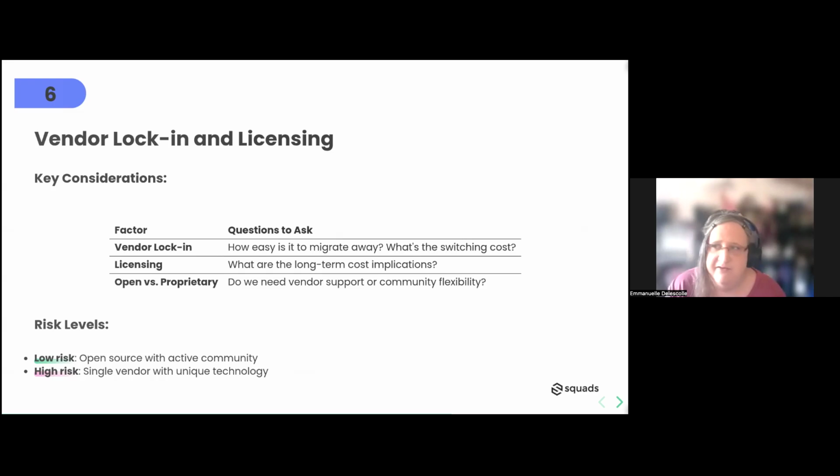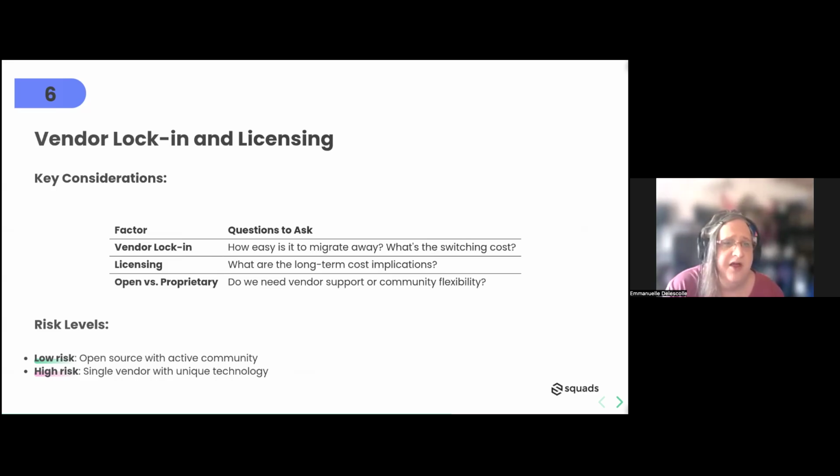Same thing with licensing. I mentioned that it's easier to integrate than to develop things in-house. But when integrating with a third-party service, you have to pay their license. And at some point, it may be useful to have an option to move on to another provider or to have your own team develop something.